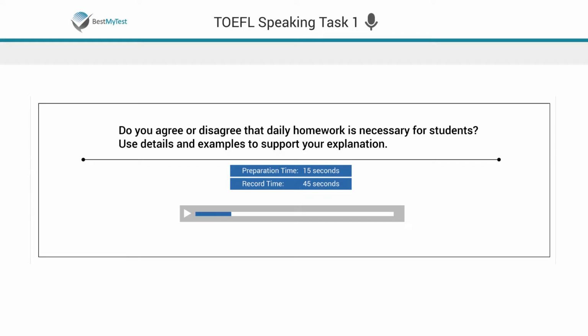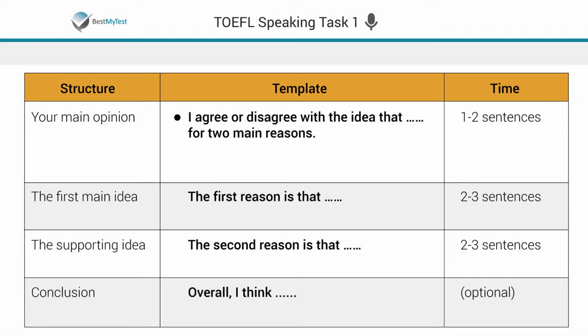Okay, for our first template, we're going to use the following example question. Do you agree or disagree that daily homework is necessary for students? Use details and examples to support your explanation. So you'll start off and you'll say, I agree or I disagree with the idea that daily homework is good for students for 2 main reasons. And then you'll say, the first reason is that, and here you'll go into your first reason. The second reason is that, and now you give your second reason. And then you conclude by saying, overall, I think, and you sum up your opinion again.